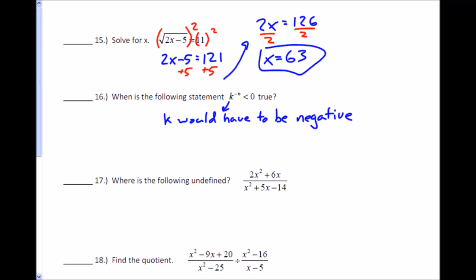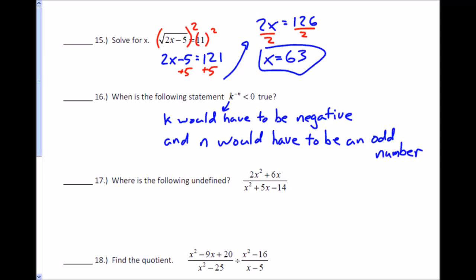And really, if we get technical about this thing, the n value would have to be an odd number. Because if the n value is an even number, even if k is negative, once we raise it to that power, it's going to make it positive anyway. So those are the two things that would have to happen in order to make this statement true. To get a negative, k would have to be negative to begin with, and I'd have to be raising it to an odd number to keep it negative.